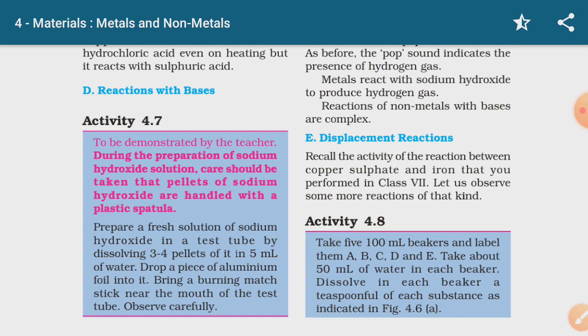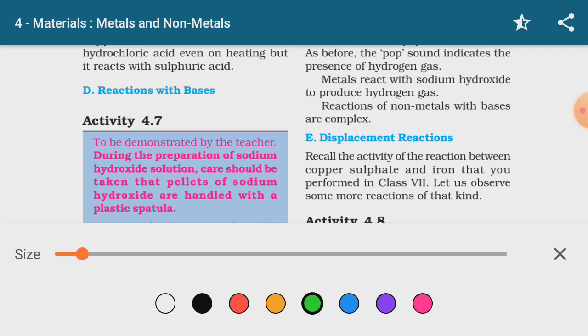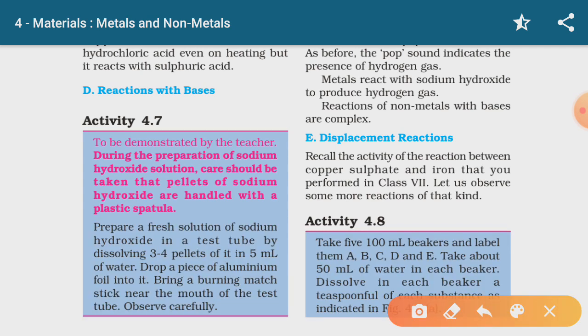So base, for example, sodium hydroxide. Before studying the base sodium hydroxide, we should know how sodium hydroxide is prepared. For this you have one activity, that is preparation of sodium hydroxide. Hydroxides are the bases. So how to prepare sodium hydroxide? Prepare a fresh solution of sodium hydroxide in a test tube by dissolving a few pellets, 3 to 4 pellets or tablets of it, in 5 ml of water. Now you get the solution of sodium hydroxide.